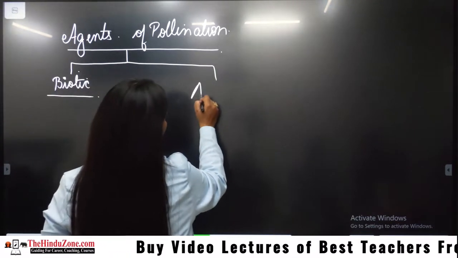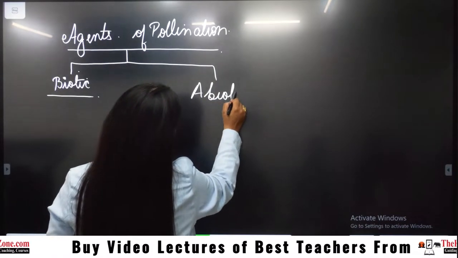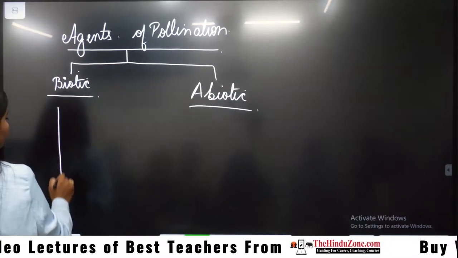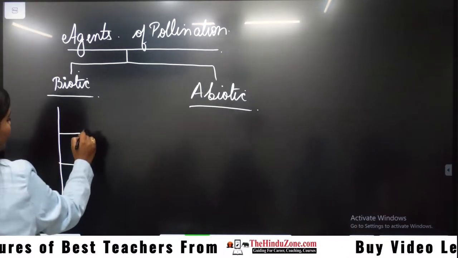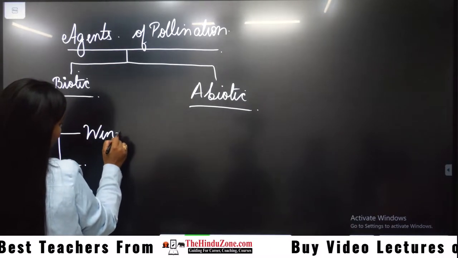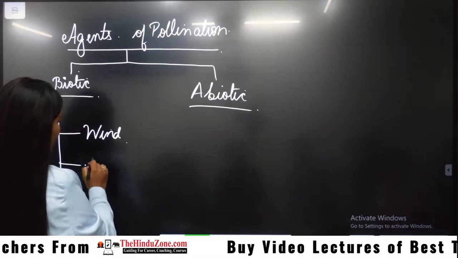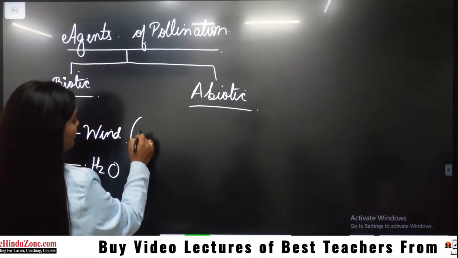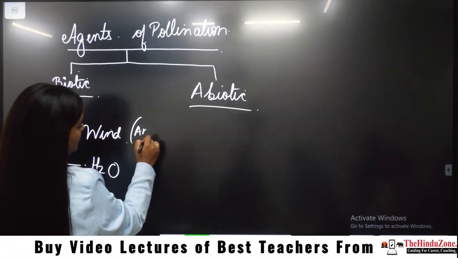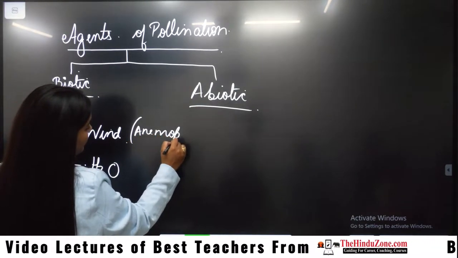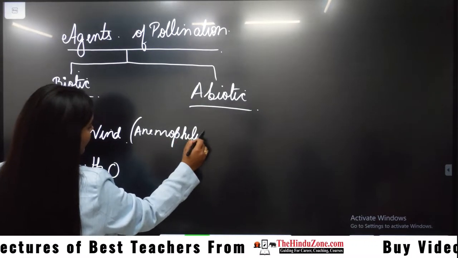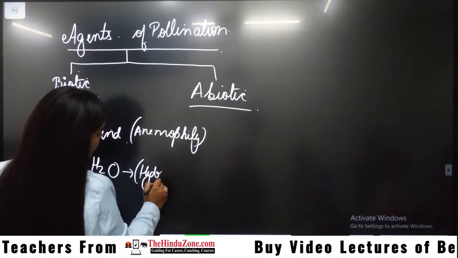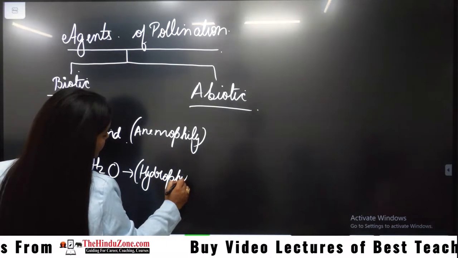Biotic and abiotic. So, two things we are going to learn in the abiotic. One which is done by wind, and the other which is done by water. Wind pollination we call anemophily, and water pollination we call hydrophily. Very good, hydrophily.